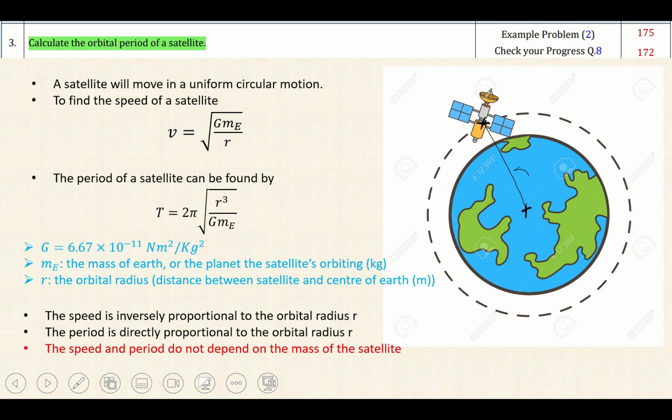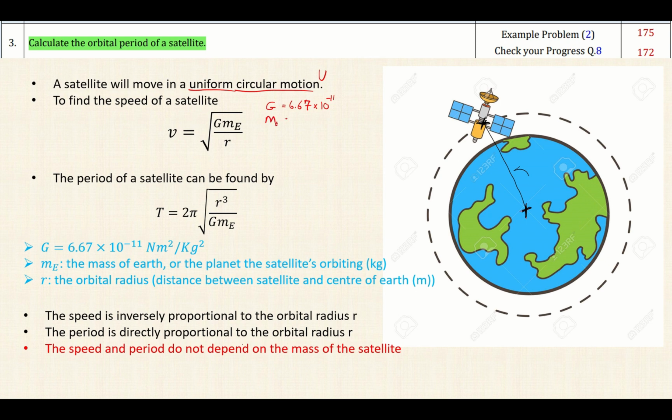Now, in this objective, we talked about satellites and how Newton's thought experiment was the beginning of launching satellites in space. We learned that satellites move in a uniform circular motion with the same, constant speed around Earth. To find the speed of a satellite, we use this equation right here. V equals the square root of G ME over R, where G, remember, is 6.67 times 10 to the power of negative 11.